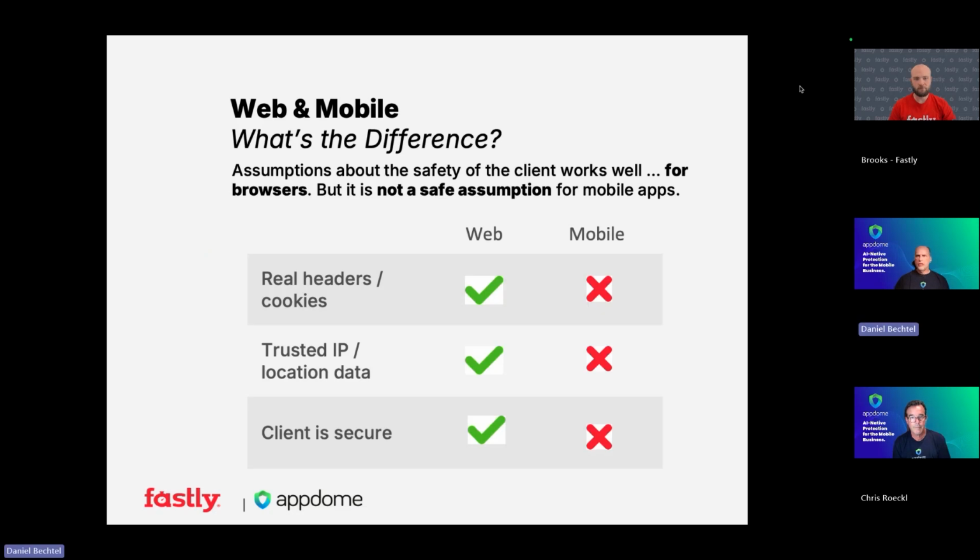Most edge security today was built with browsers in mind, and that comes with a set of assumptions. Headers are real, IPs are trustworthy, and the client is secure. And while that holds true on the web, it completely breaks down in mobile. Mobile apps run on untrusted devices, headers and IPs can be spoofed, clients can be tampered with, emulated, or completely faked. This is where mobile is fundamentally different, and the difference matters because mobile is where your users are.